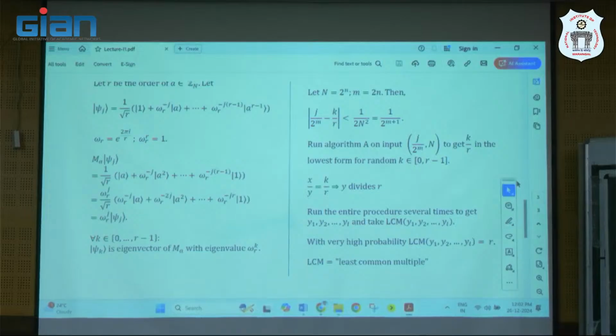Shall we revise one more time or is it clear? Clear or revise? Revise. Okay, let's revise.